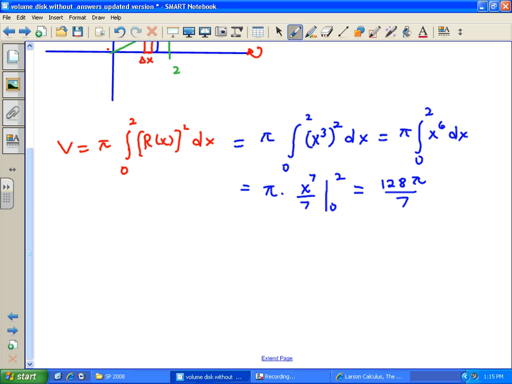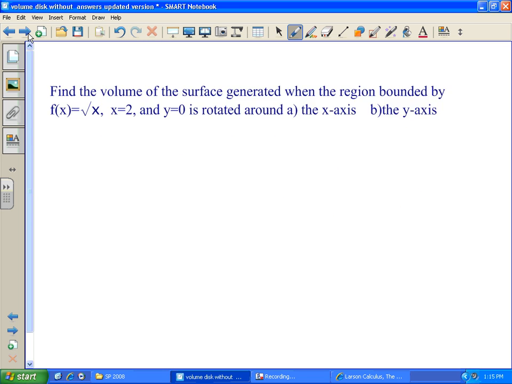Okay, let's do another example. This time y equals the square root of x, x equals 2, and y equals 0. First around the x-axis and then around the y-axis. I want to give you a minute to set this one up.